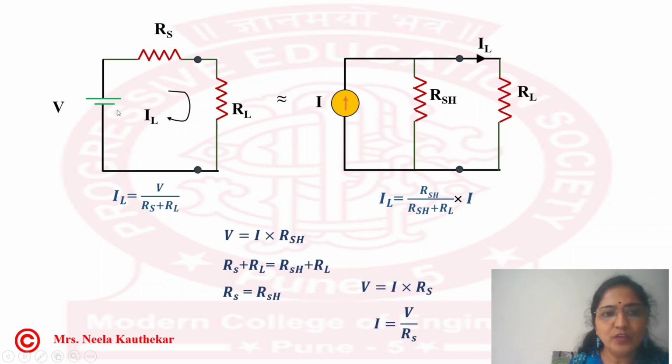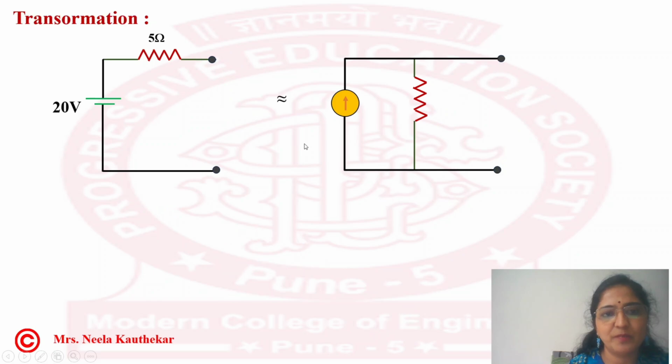While converting the voltage source to a current source, I will be V by RS and RSH is equal to RS. While converting the current source to a voltage source, V is equal to I into RS and RS is equal to RSH. So this is the source transformation. A simple example we will see for the transformation.